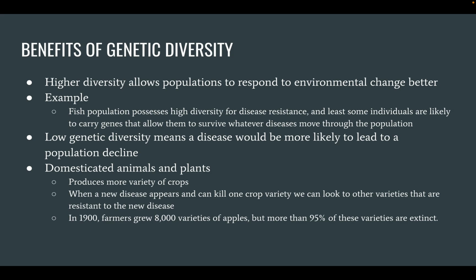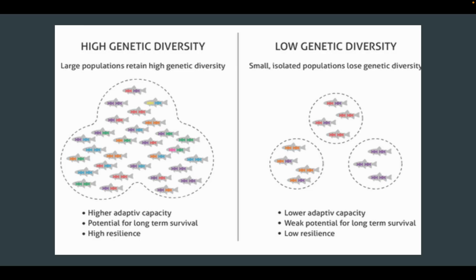For instance, in 1900, farmers grew 8,000 varieties of apples, but more than 95% of these varieties are extinct. There are individuals and groups that are trying to preserve what they call seed heritage or crop heritage and diversity, but it's not widespread, and because of that, we only really grow roughly 20 to 30 different varieties compared to these 8,000 just 125 years ago.